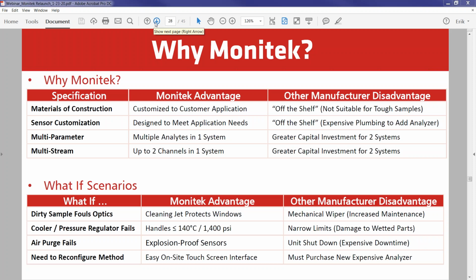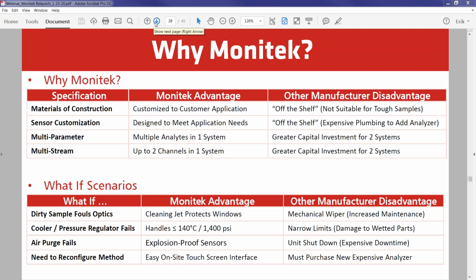Cooler pressure regulator fails. We can handle significantly higher temperatures and pressures than anybody else on the market. So you limit the amount of damage that you can get involved in, and you protect the wetted parts, but you can also get into applications that maybe other people can't, such as the NGL that Steve was talking about. That's been a really great success for us.